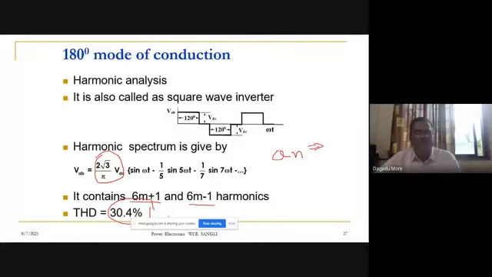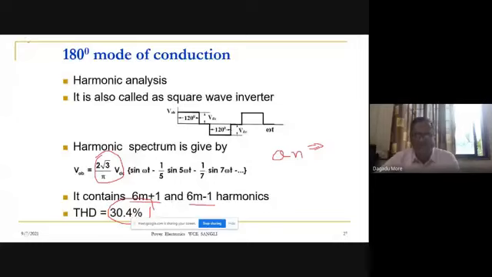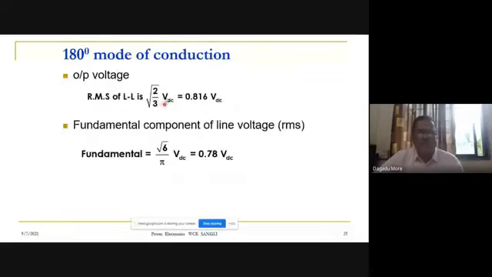How do we compare now, particularly for the 180 degrees mode of conduction? The RMS value, particularly for this waveform, is square root 2 by 3 VDC. So square root 2 by 3 VDC is the RMS value of line voltage, which is 0.816 VDC.